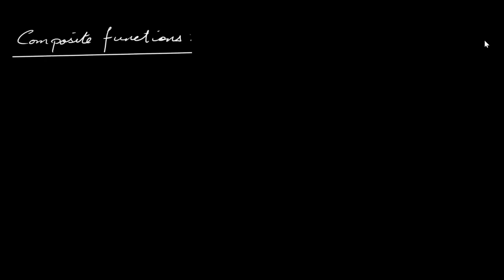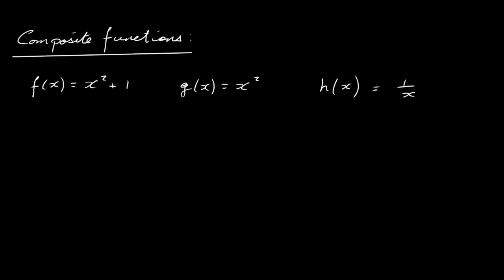Okay, so in this video, I'm going to have a look at composite functions. First thing I'm going to do is just have a look at three different functions. Let's take f of x is equal to x squared plus 1. Let's take another one, g of x, and let's say that's x squared. And we'll take another one, let's call it h of x, and let's say that's 1 over x. What we mean by composite functions is that we're just going to combine functions to form another function.